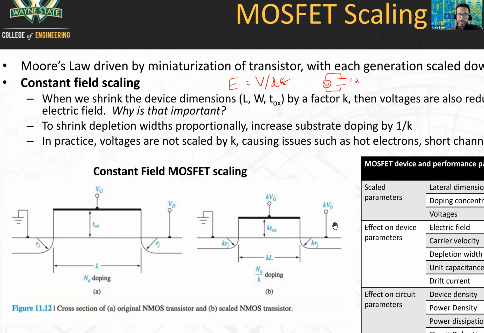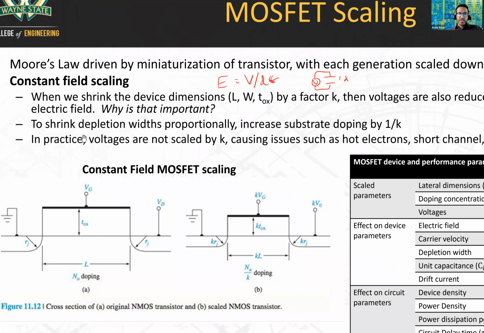Your drain voltage is also scaled down by the same amount. And your substrate doping, interestingly, went up, by a factor. It was higher than it was before. Notice that Na over K. If K is less than 1, like 0.07, Na over K is going to be larger than the original Na.